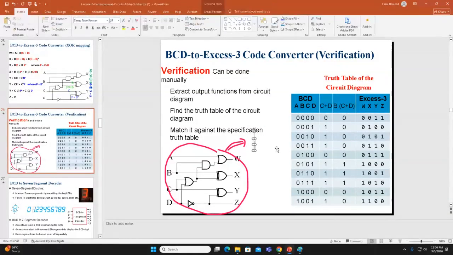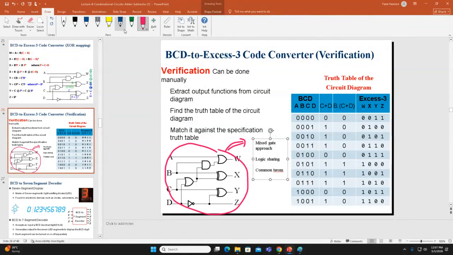This approach is, okay. Which approach is it? Mixed gate approach with logic sharing. What are the common terms? Yes, can you tell me what the common terms are? C plus D and D bar. D bar is a common term. Please look here. Why is D bar a common term? I will explain it.